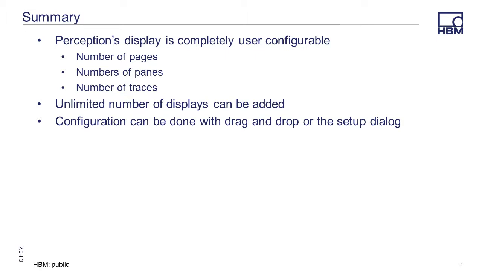In summary, we've seen that Perception's display object is completely user configurable. The auto configure option is the easiest way to create a display for all active channels in a mainframe. The display can then be changed using the Display Setup dialog, or by dragging and dropping data sources into a display. There is no limit to the number of displays that can be created in a virtual workbench and the number of pages, panes, and traces in each display.